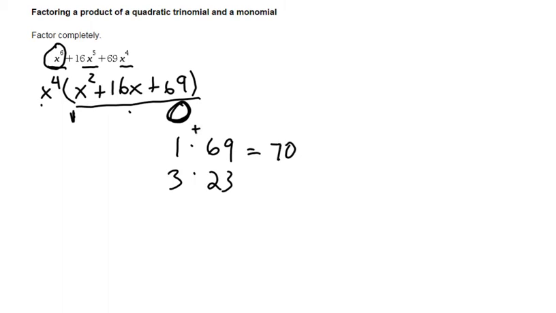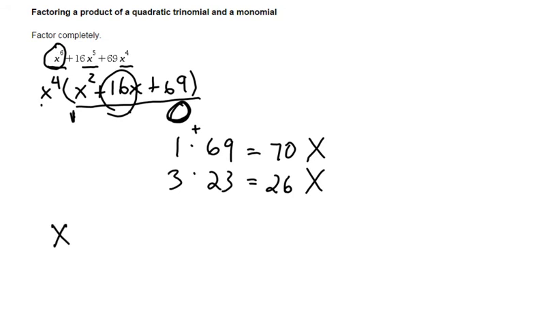And if I add these two factors, I get 26, neither of which adds up to my middle term 16, so this is not going to factor anymore. This trinomial is prime. This trinomial does not factor.